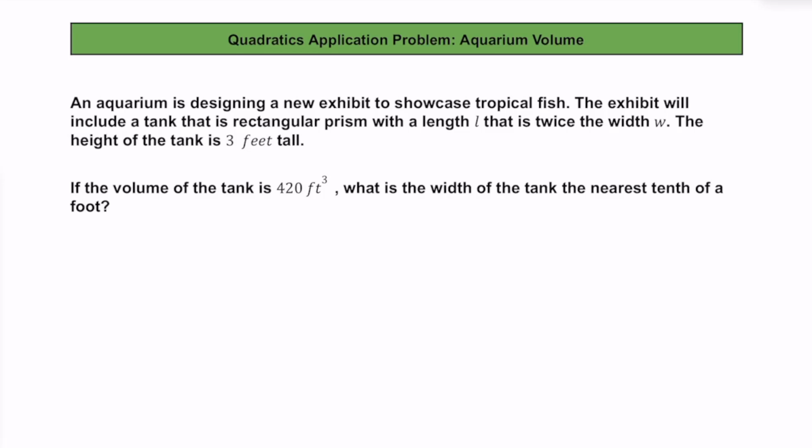Let's take a look at a quadratics application word problem dealing with the volume of an aquarium together. An aquarium is designing a new exhibit to showcase tropical fish, and the exhibit is going to include a tank that is going to be in the shape of a rectangular prism. So if we know the aquarium is going to be in the shape of a rectangular prism, it's going to look something like this.